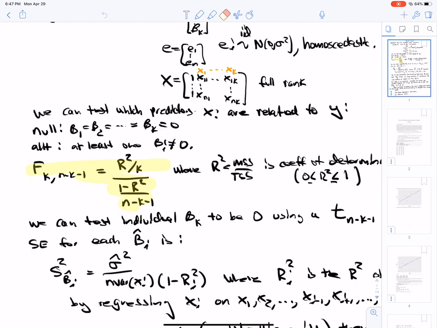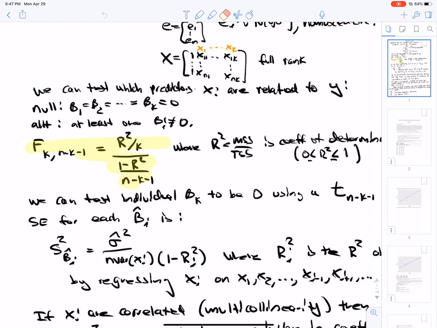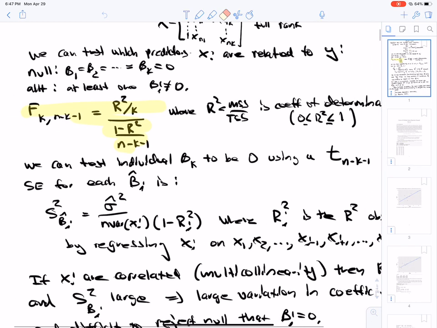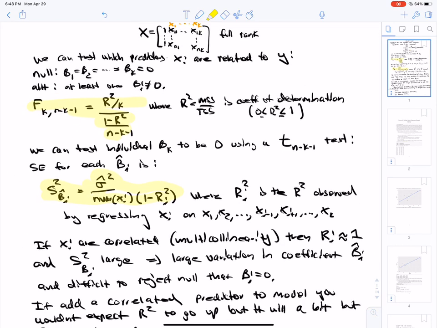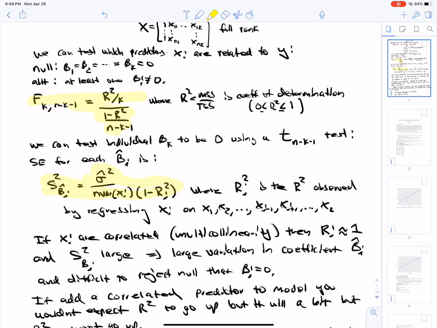We can test individual beta_i to be 0 using a t statistic, t with n minus k minus 1 degrees of freedom. The standard error for each beta_i hat is given by this formula here. In the denominator we have 1 minus R_i squared, where R_i squared is the R squared obtained by regressing the X_i on all the other predictors. So if the X_i are correlated, in other words we have multicollinearity, then R_i squared will be close to 1 and the standard error squared for beta_i will be large, which will cause a large variation in the coefficient beta_i hat. It'll be difficult to reject that beta_i is 0. We'll get a small t value.